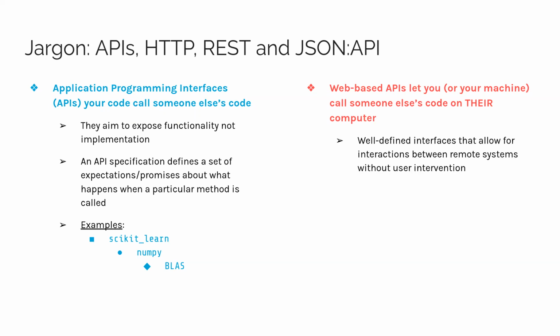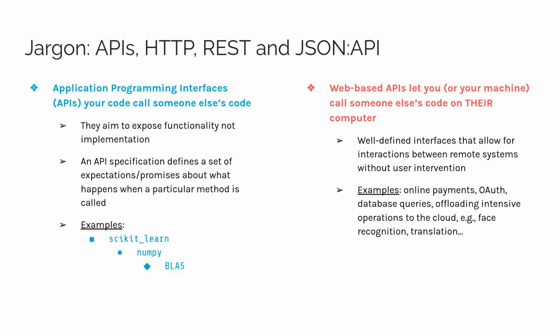And they're everywhere. These well-defined interfaces run the world now, really. They certainly run the internet. When you're doing things like online payments and OAuth across different providers, login via Google, any kind of database queries, any kind of offloading of operations in the cloud, and more machine learning oriented things like face recognition and translation and so on. These are all working with these well-defined, often web APIs.